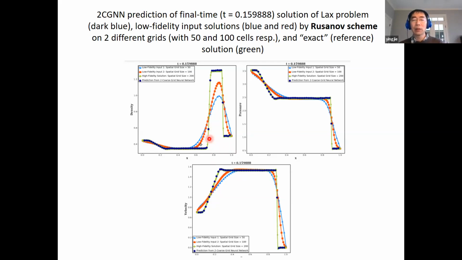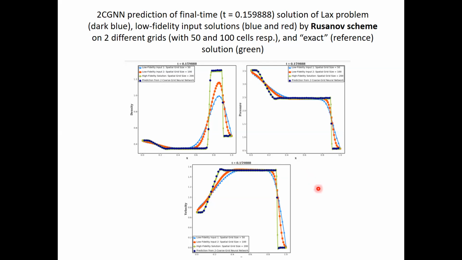This is for density, and this is for the pressure. You can see the dark blue predicts the pressure pretty well, and the light blue and red are the two input solutions. They are very diffusive.